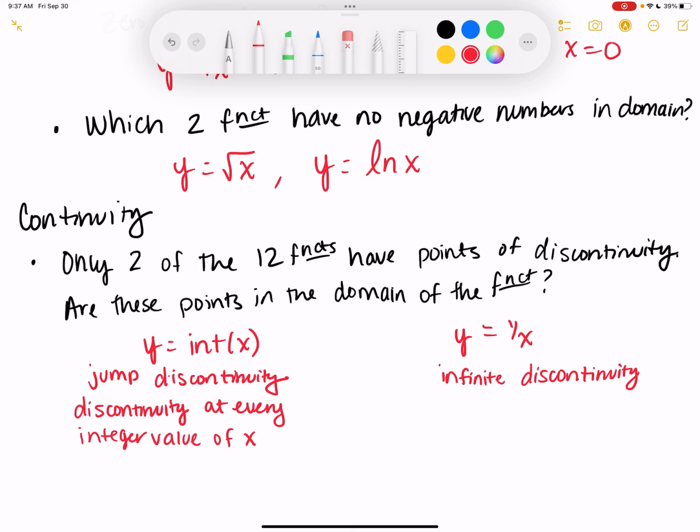Oh, okay. Where is it? The graph goes here, it just doesn't touch 0. But that's not in the domain anyway. 0 is not in the domain of that one. So we say that though it's an infinite discontinuity, it is continuous at every point in the domain. So it is a continuous function.